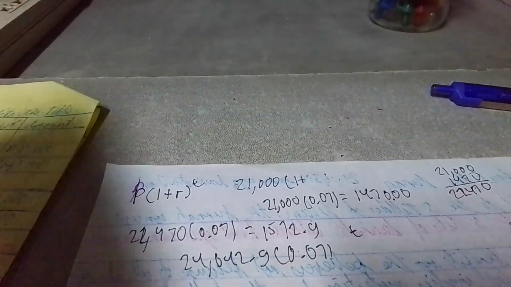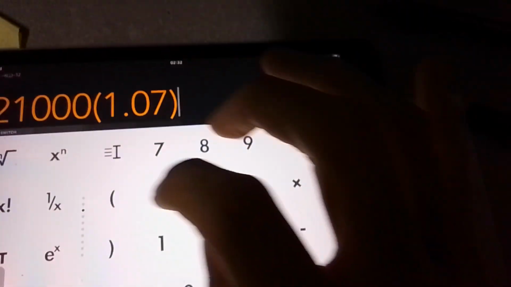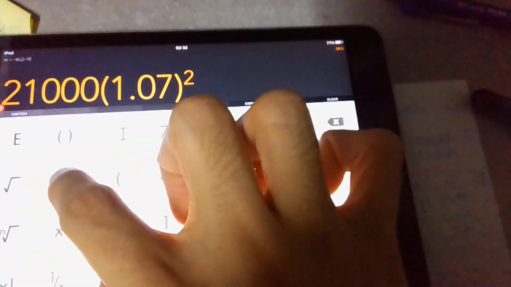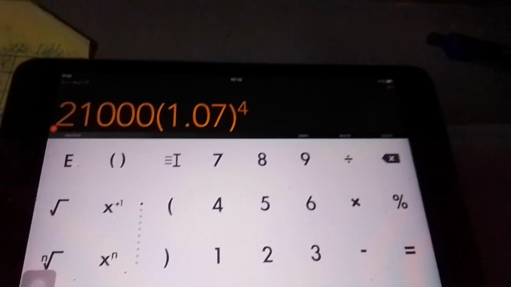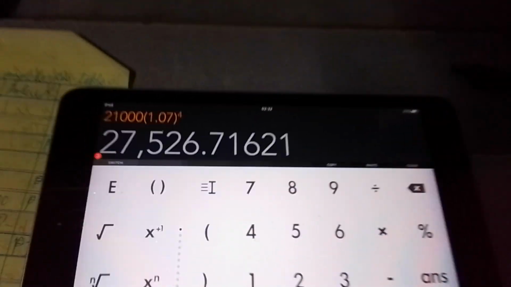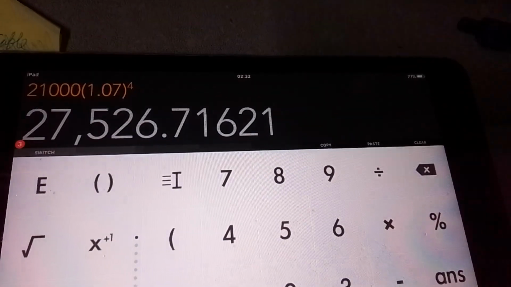So now, we input the formula as follows in our calculator. So therefore, we have the principal of 21,000. Ito yung principal namin. So your principal of 21,000 times 1.07 to the exponent, which is 4 years. Times the term, which is 4 years. And you're supposed to get your future value of 27,526.71.